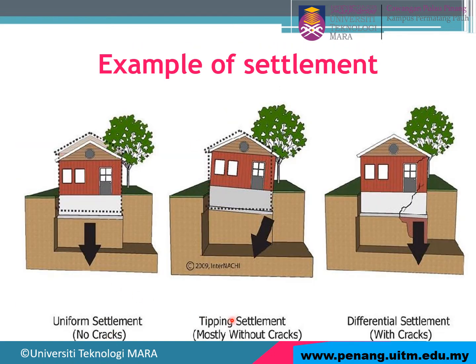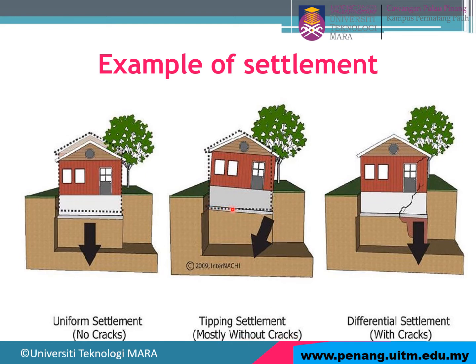So we have three types of settlement. First is uniform settlement, which means that settlement happens uniformly, at every point. For this one there is no crack, but the house is dragged down into the soil. Alright, the next one is tipping settlement. This one is just tipping settlement, so it is mostly without cracks.